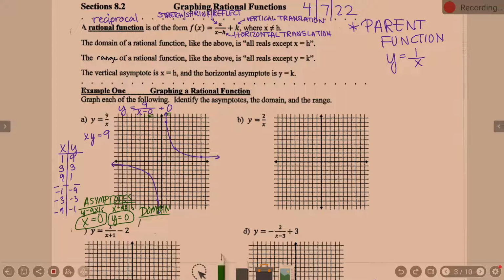So I'm going to say all reals except x equals 0. Okay.